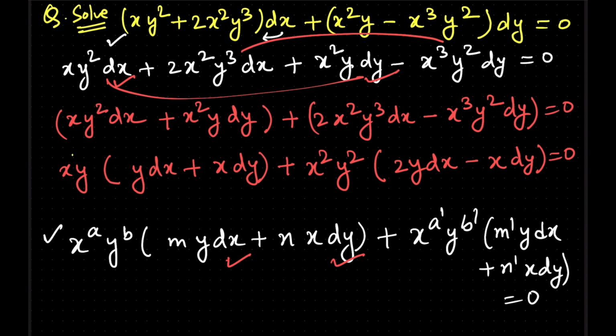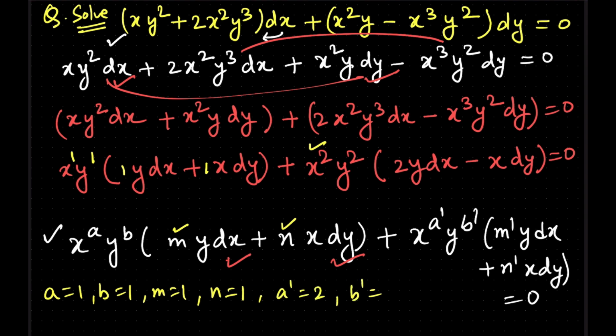Now we will just compare this. Here you can see x to the power of 1, y to the power of 1. So the a value is 1, the b value is 1, then m is also 1. Then n, if you compare it, is also 1. Now let's compare a dash. A dash is 2, b dash is also 2, then m dash is 2, and n dash is minus 1.